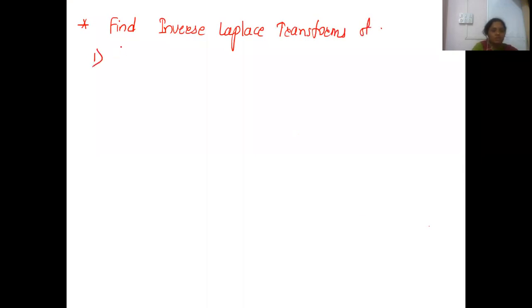Find the inverse Laplace transforms of. The first question is, find this Laplace inverse of s plus 2 upon s square minus 4s plus 13. Before that, let's take something a little easier. Leave this, it is coming next anyway. For you, 1 upon (s minus 2) raised to 3 by 2.